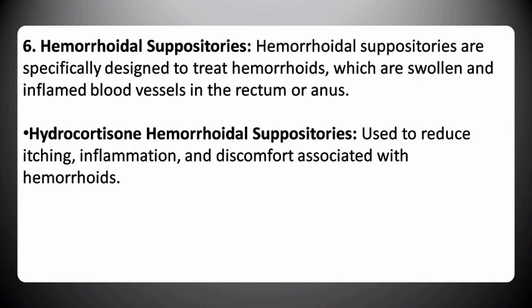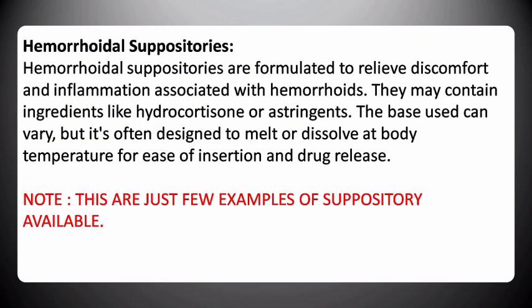Sixth, hemorrhoidal suppositories. Hemorrhoidal suppositories are specifically designed to treat hemorrhoids, which are swollen and inflamed blood vessels in the rectum or anus. Example, hydrocortisone hemorrhoidal suppositories, used to reduce itching, inflammation, and discomfort associated with hemorrhoids. Hemorrhoidal suppositories are formulated to relieve discomfort and inflammation associated with hemorrhoids. They may contain ingredients like hydrocortisone or astringents. The base used can vary, but it's often designed to melt or dissolve at body temperature for ease of insertion and drug release. Note, these are just a few examples of suppositories available.